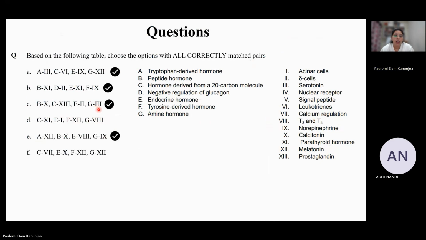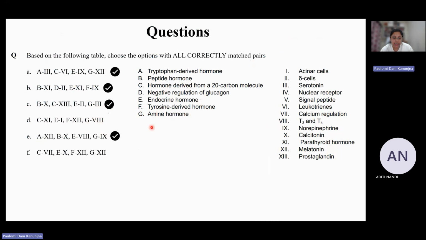Okay. That's why all of these are incorrect actually here. Sorry. So G, I'm so sorry, I just realized. So your G, which says amine hormone and it says T3, T4, it is actually correct. But because not all of them are correctly paired, the option is incorrect.